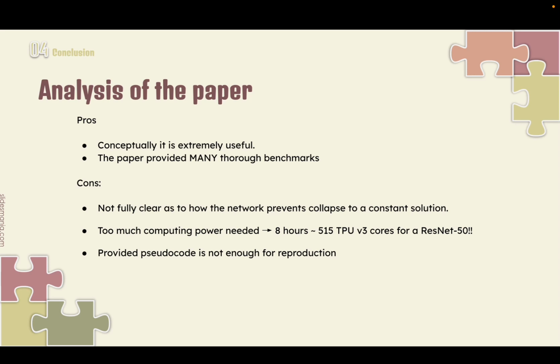And finally, the pseudocode provided in the annex does not seem like enough to reproduce the results of the paper. So for now, it's more of a proof of concept than an actually usable architecture.